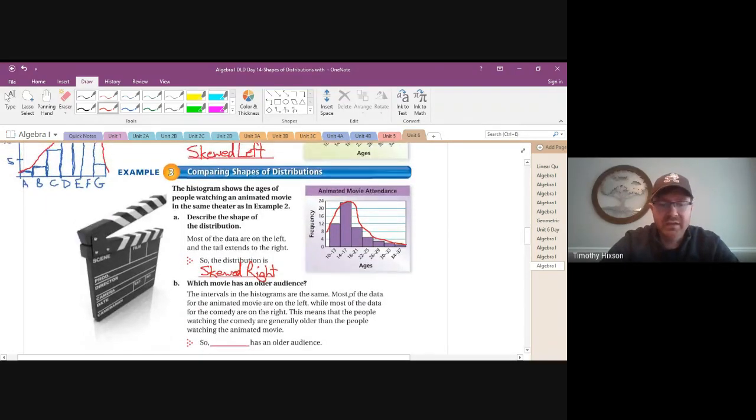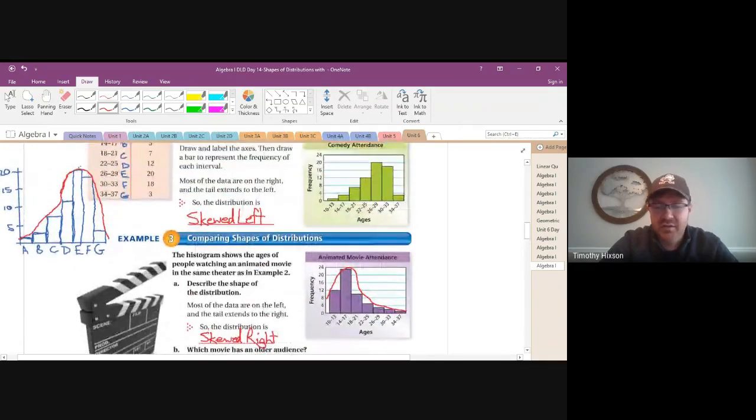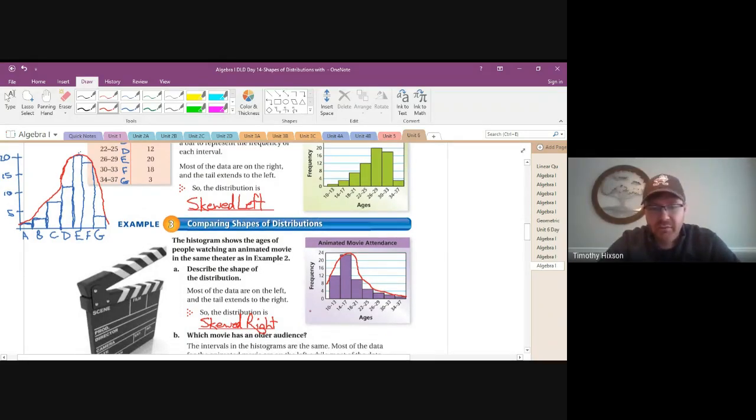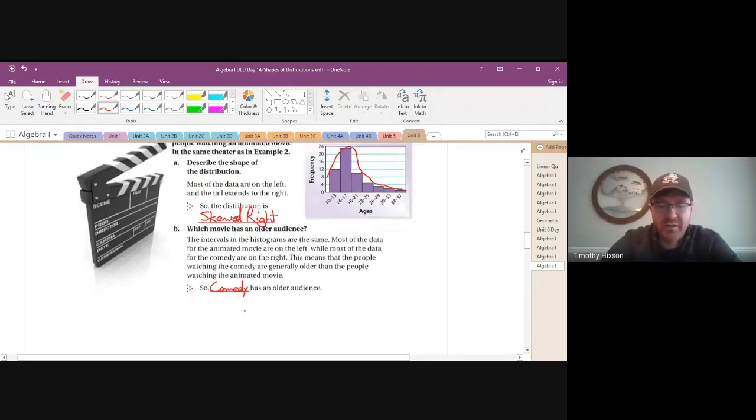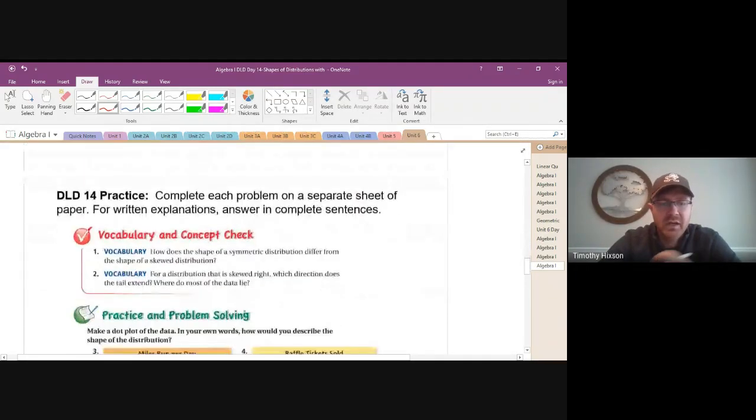Okay, so which movie has an older audience? We already mentioned this just a moment ago, but notice here we have generally older folks than here. In fact, if we wanted to, we could actually lay this histogram on the same graph and you would see it would look like this. Okay. So the comedy has an older audience.